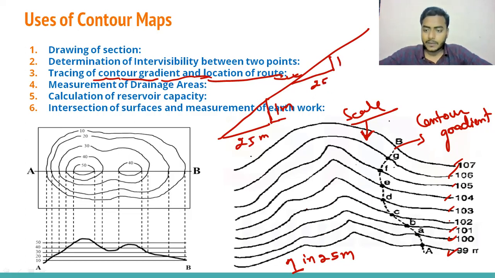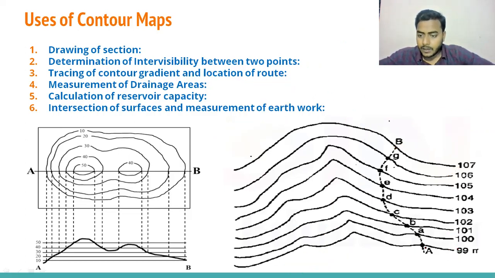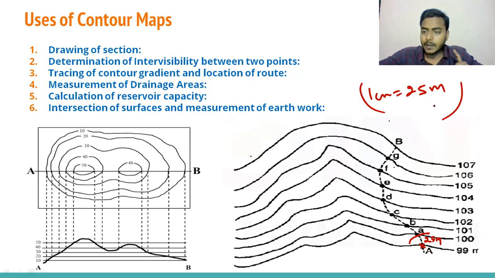1 in 25. So what we can do, from this point, draw an arc of 25 meter by a scale. Suppose the scale is 1 centimeter is equal to 25 meter. So the scale length will be 1 centimeter. 25 meter I'm writing because it is 25 meter on the ground distance. On the map it would be according to the scale. I get my point. Suppose the scale is showing 1 centimeter is equal to 25 meter. So this will be the 1 centimeter.